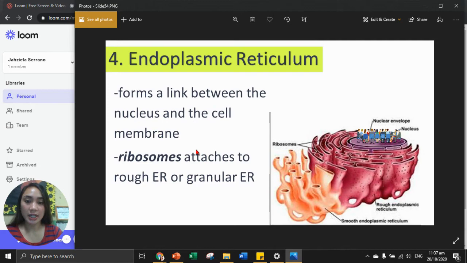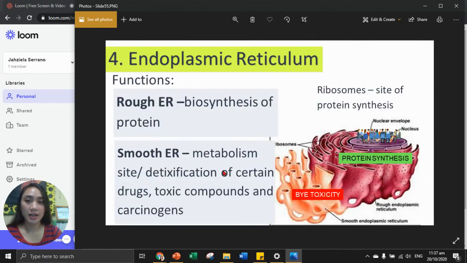So, in here, dito nag-a-attach yung ribosomes. So, rough ER, sa rough ER natin, or granular ER. So, merong dalawang classes ng ER, which is the rough ER. This is where most of the ribosomes are attached, which means dito rin nagkakaroon ng biosynthesis of protein. So again nga, yung ribosomes natin is the site of protein synthesis. So this is the rough ER, also called as granular ER. As you can see naman, kaya siya granular or rough kasi dyan naka-attach lahat ng ribosomes.